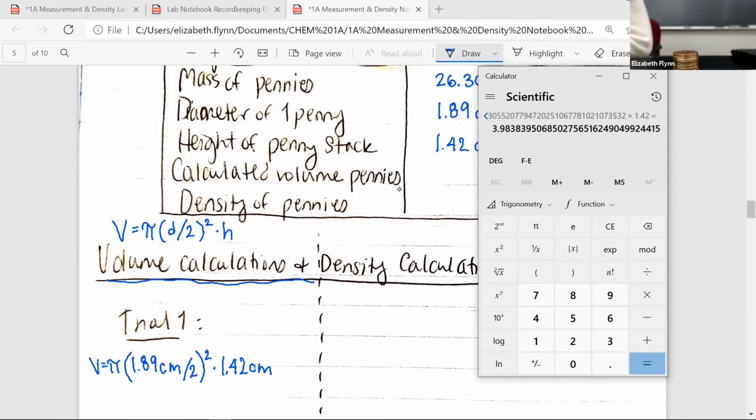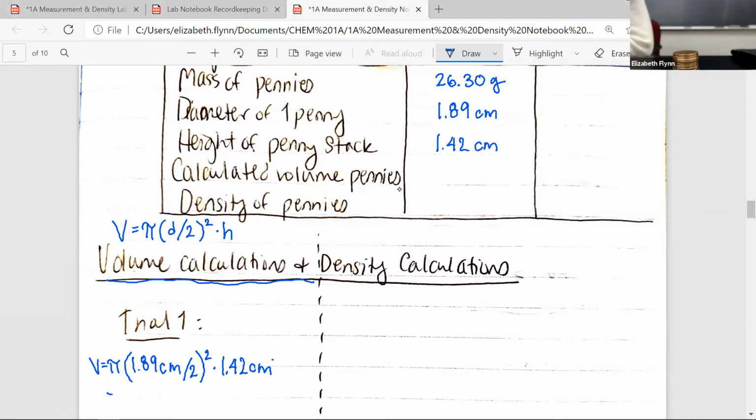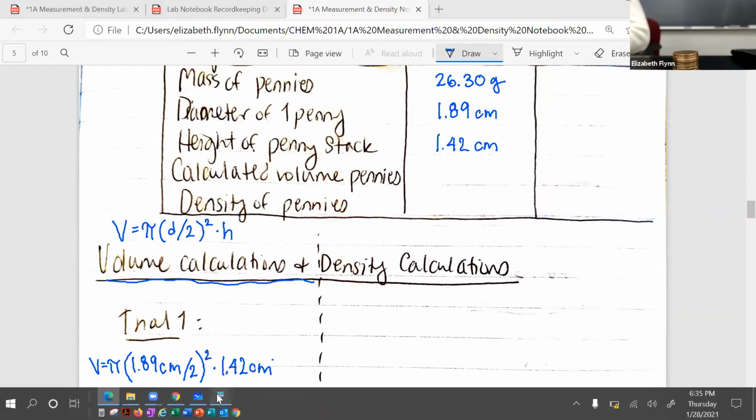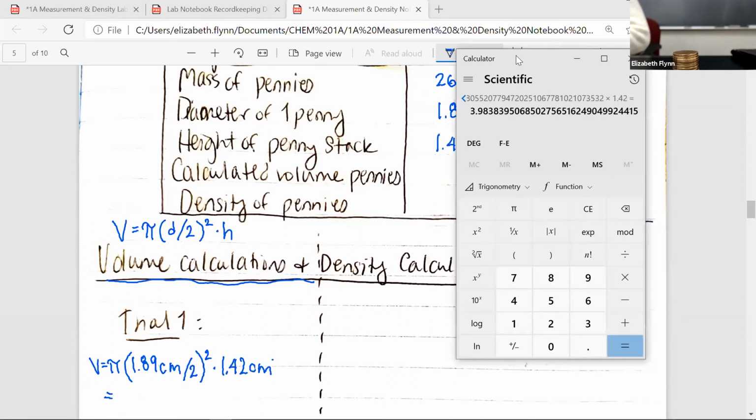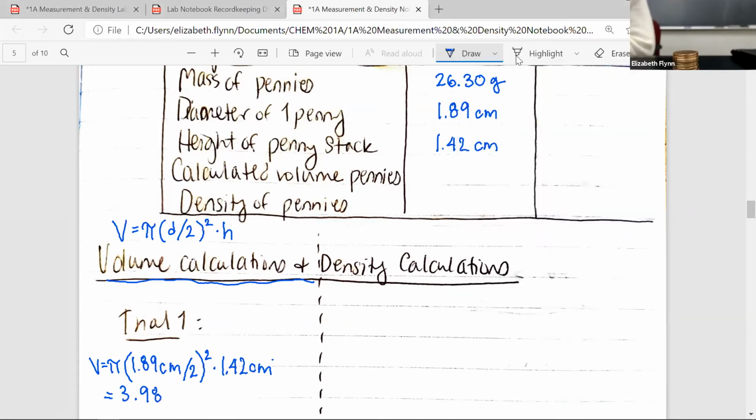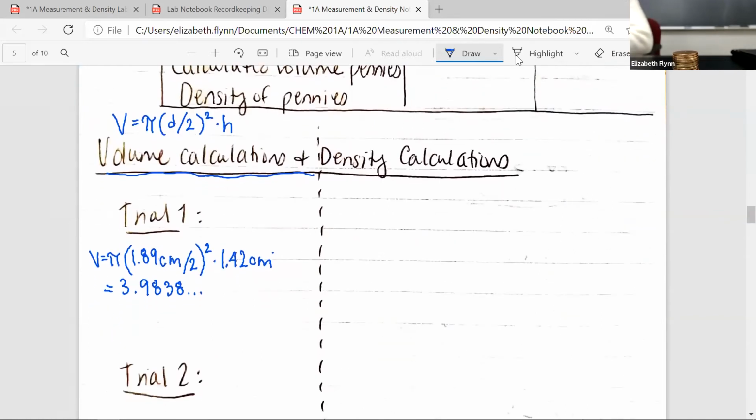And so the volume of my stack of pennies is 3.9838, etc. And what's my unit here, everyone? What's my unit? We know it's going to be centimeters something. Look, we've got centimeters squared times centimeters. So what unit is that?